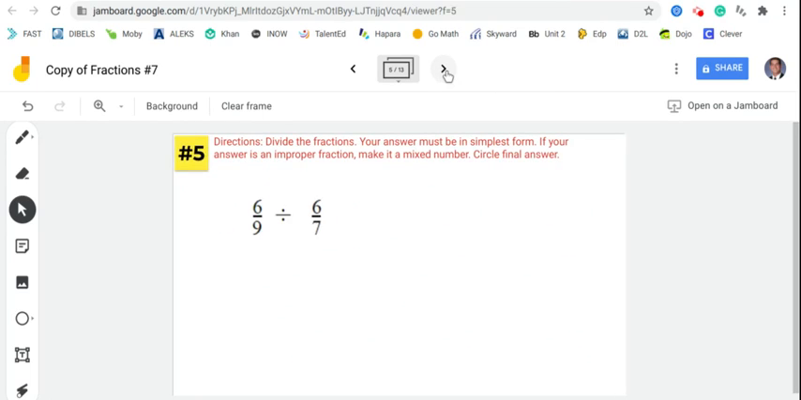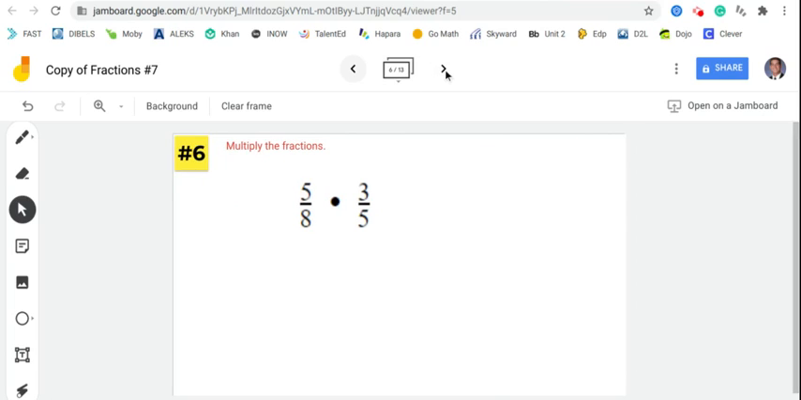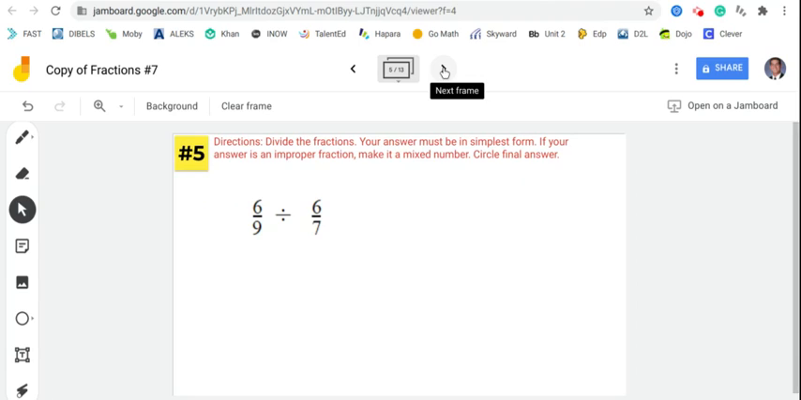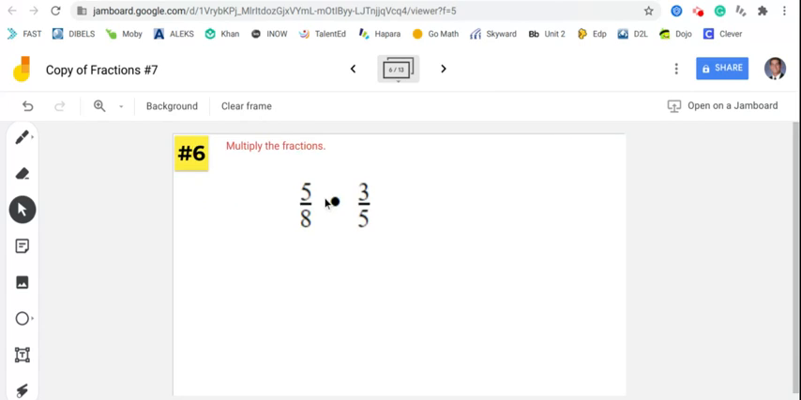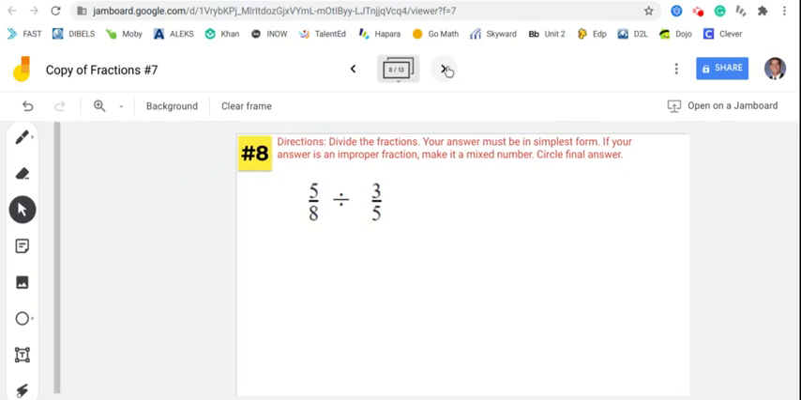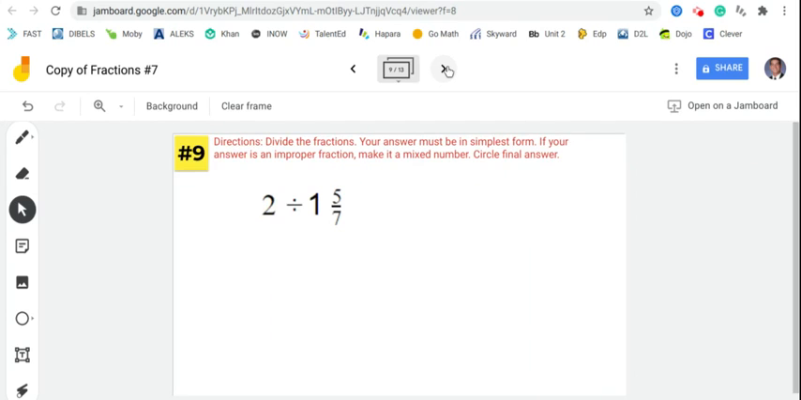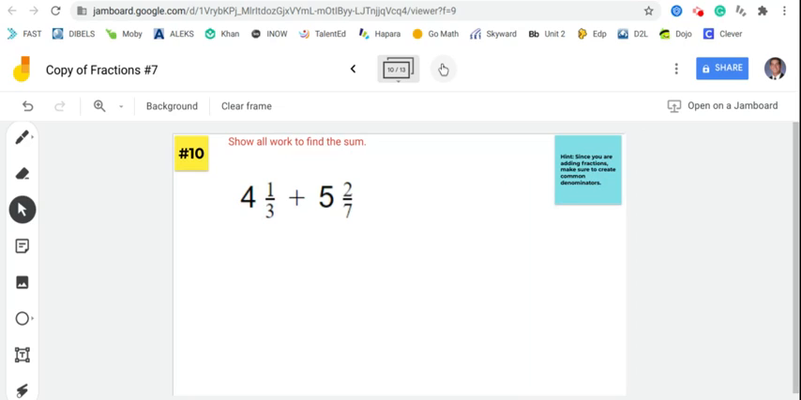Numbers 4 and 5, you're dividing the fractions, so use KFC. Number 6, I'm multiplying these fractions. So do I need to use KFC if I'm just going to multiply the fractions? No, I don't. I only use keep, flip, change when I am dividing fractions. So here I would just simply cross simplify and then multiply as normal. Number 7, I'm dividing. Number 8, I'm dividing. Number 9, I'm dividing.